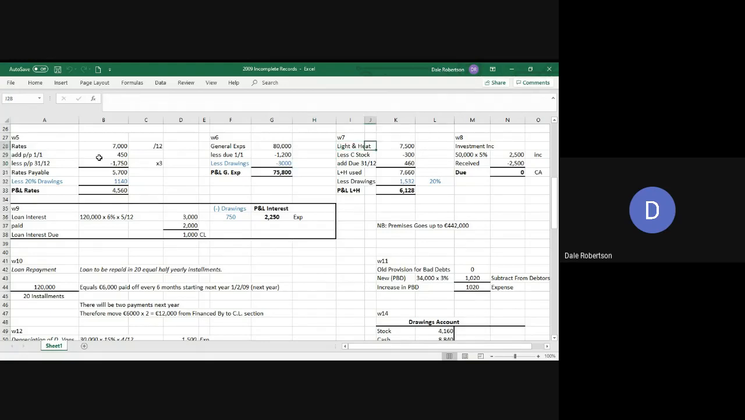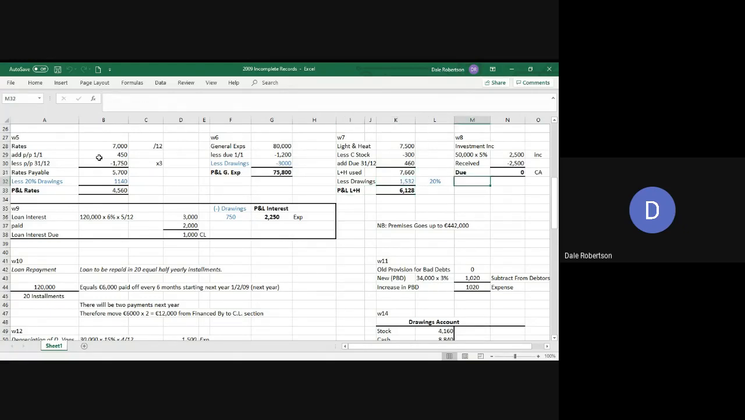And we do the light and heat. We're inspired to do that because of the electricity due and the stock of heating oil at the end of the year. So you do your light and heat, and you take away your closing stock of heating oil, because if it is sitting there at the end of the year, then it has not been used. So therefore, we're trying to get our light and heat used. You add on the electricity due, which has been used. That gives you your light and heat used. And from that, there is also 20% drawings, which you take off to get your business light and heat.